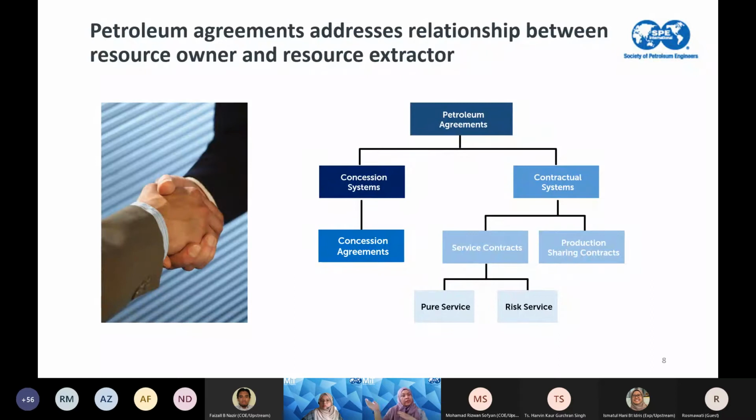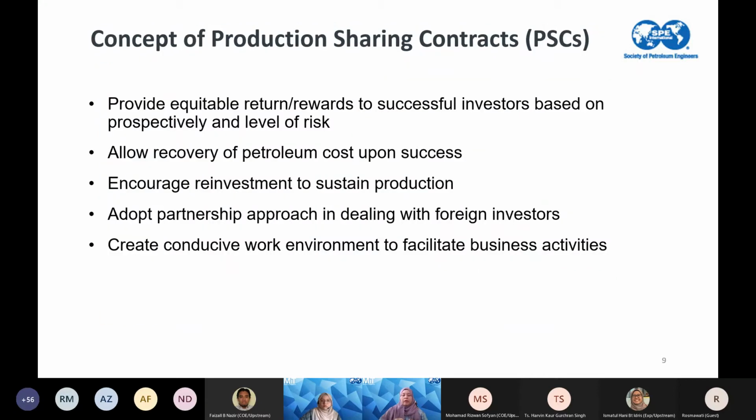Now we go on to another type, which is what I'm going to focus on today, which is production sharing contracts. I think almost 95% of contracts in Malaysia are production sharing contracts. We have a few more risk service contracts, I think, but that's expiring soon. So what are production sharing contracts? How is this different from all the other contracts that I mentioned before?